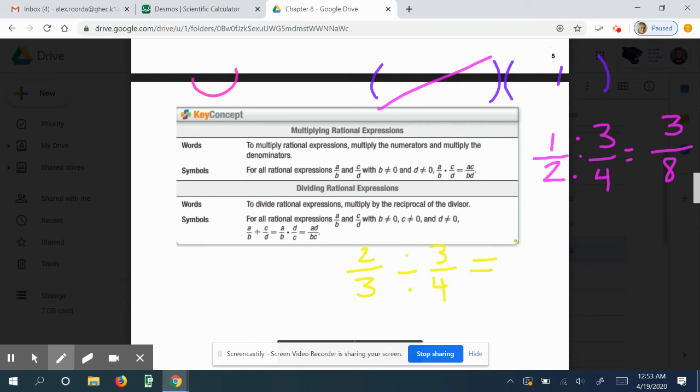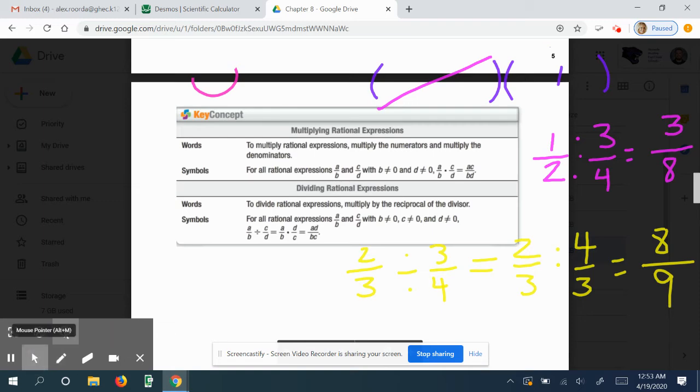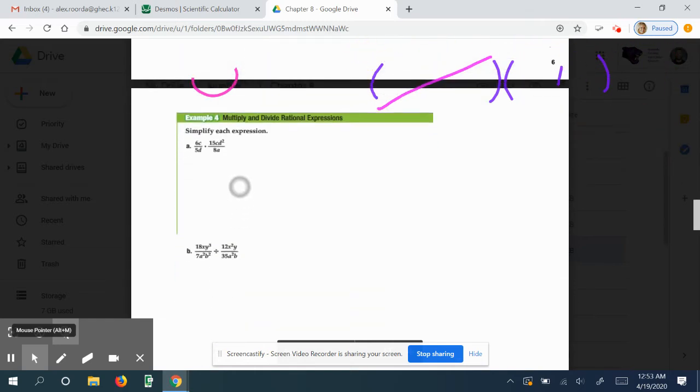That is the same as 2/3 times its reciprocal, which is 4/3. And so what I end up doing is I get 2 times 4 on top is 8. 3 times 3 is 9, so 8/9, right? And we can do the same when we have rational expressions, and that's actually what we're going to be doing.